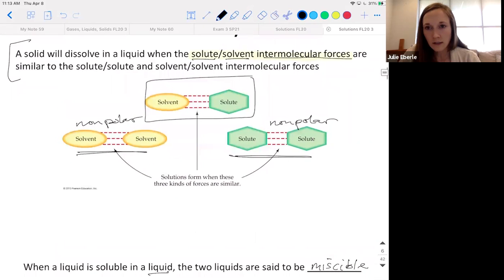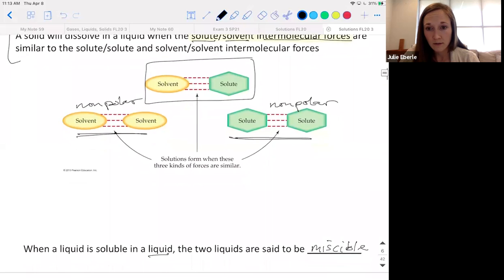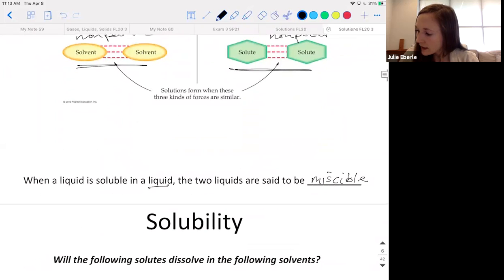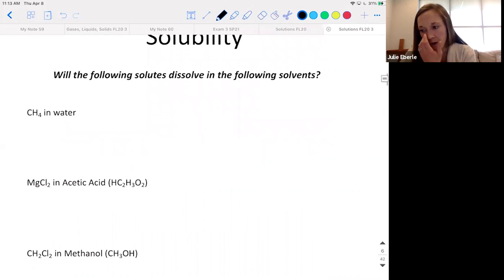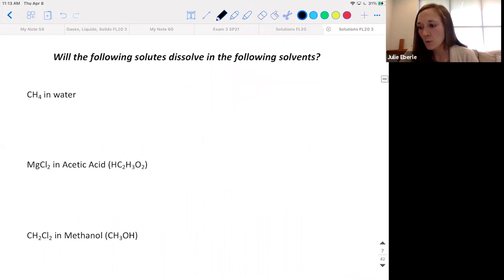Okay, questions on this? Questions on like dissolves like. Now I'm going to really put you to the test, I think. We're going to do a practice problem. I want you to look at these three examples. Will the following solutes dissolve? These are your solutes. And I'm actually going to make an edit. I had a typo on this. Instead of CH2Cl2, we're going to do CH3Cl.